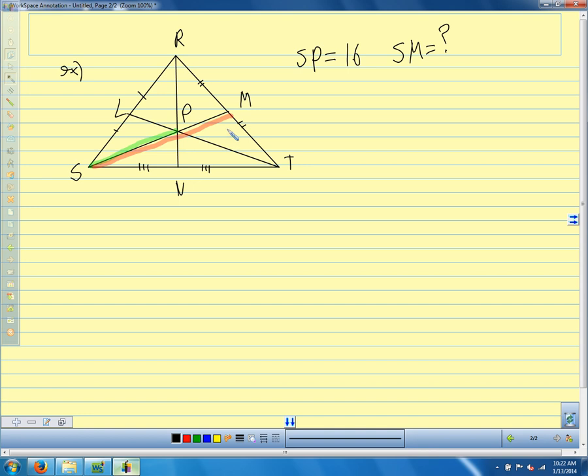So first off, what kind of segment is segment SM? Goes from the middle of this side to the vertex of the opposite side. So SM is a median. How about LT? Middle of this side to the vertex of the opposite side. Same thing, median. So point P is where the medians are intersecting. So what is point P? P is the centroid.